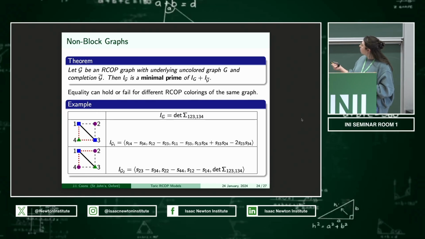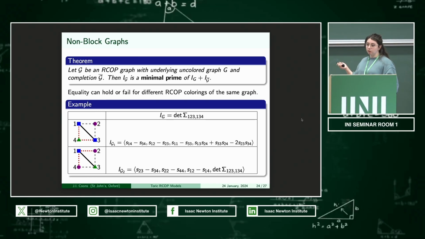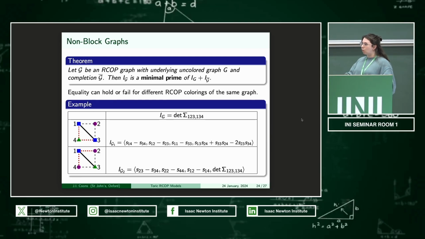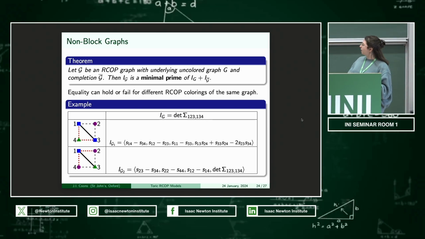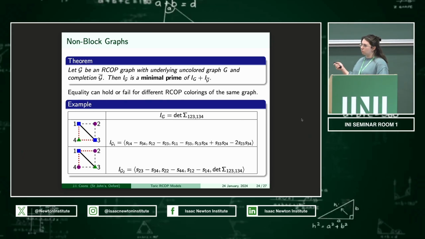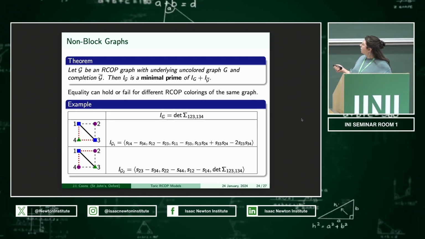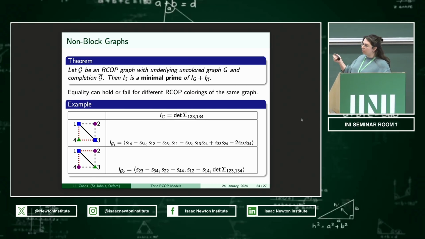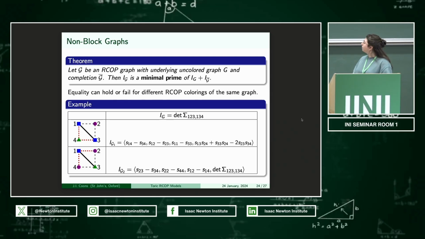So they're not toric. No, they're not toric. But they are RCOP. So I think looking at this completion doesn't make sense if RCOP is not a thing. If you gave me just any old colored graph, I wouldn't actually know what this completion should be. But you'll notice that we still have the linear binomials that you would expect coming from this IG bar.